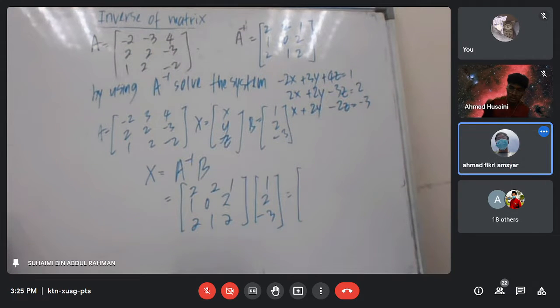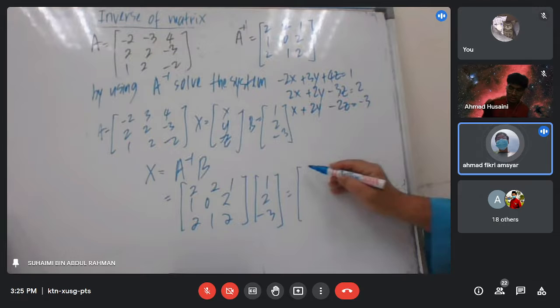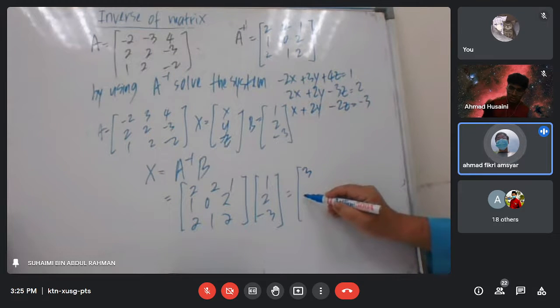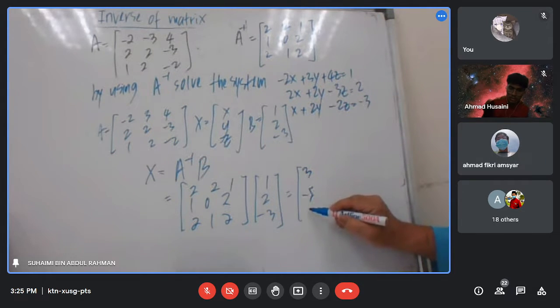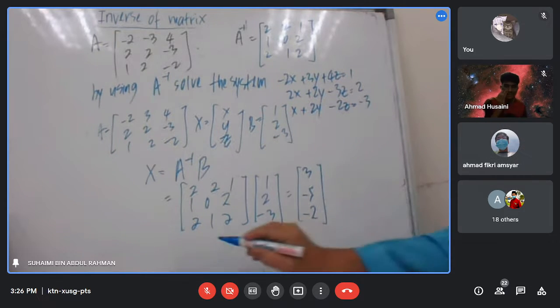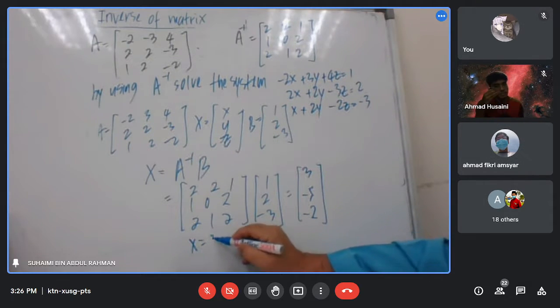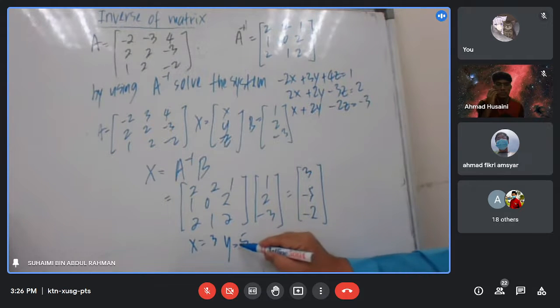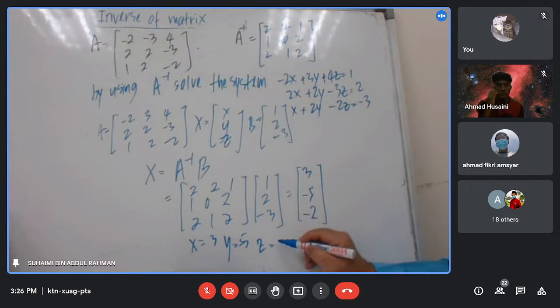For X, I get 3. For Y, I get negative 5. And for Z, I get negative 2. Correct. So X is 3, Y is minus 5, and Z is minus 2.